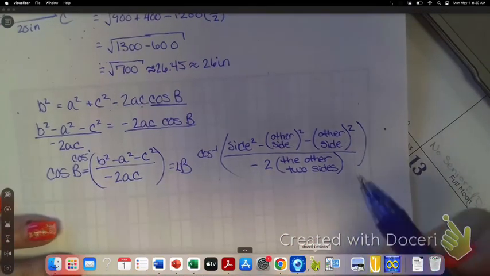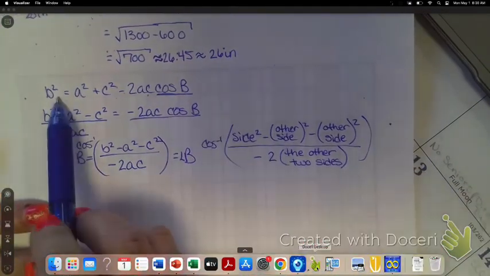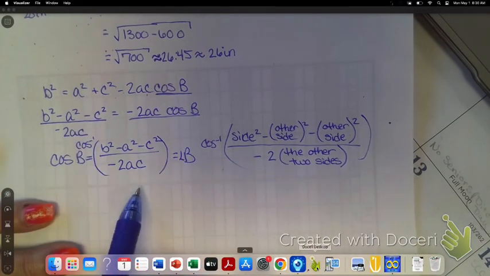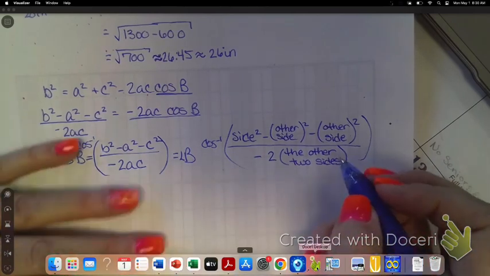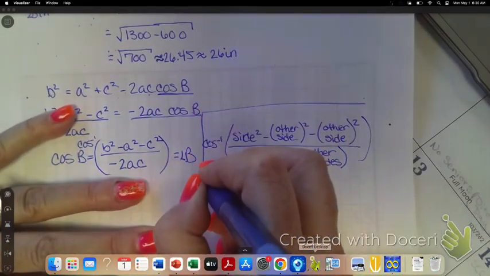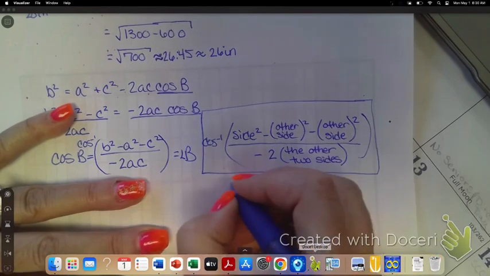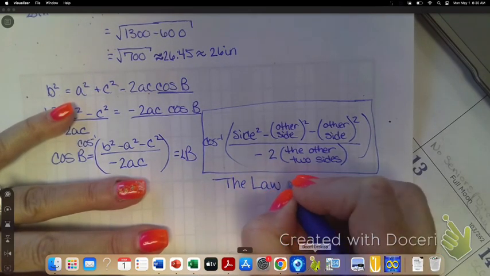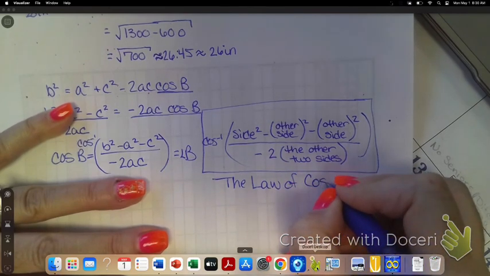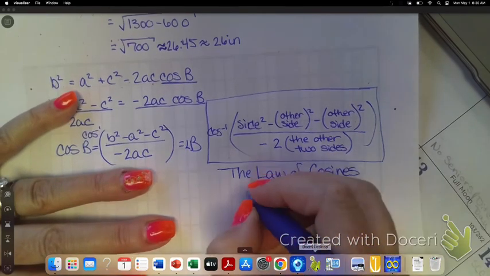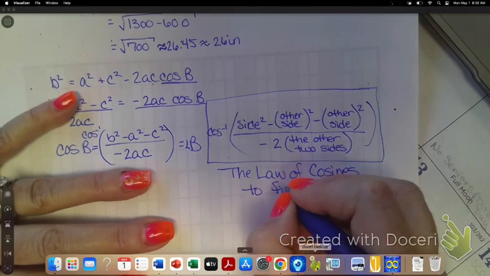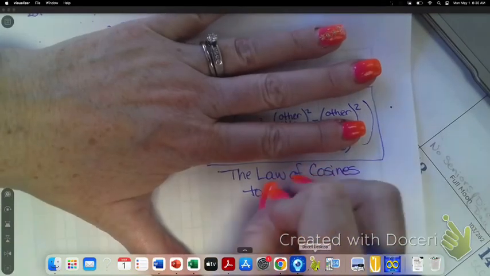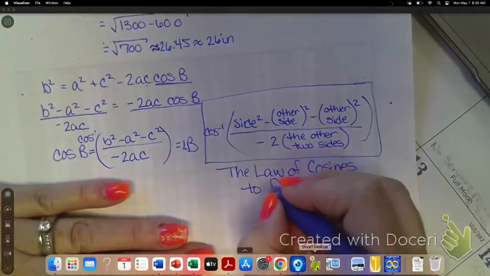No. Should you be able to look at this formula and move it and divide without having to do it step by step? Probably. So this is law of cosines to find a what? Oh my gosh. My brain is malfunctioning today.